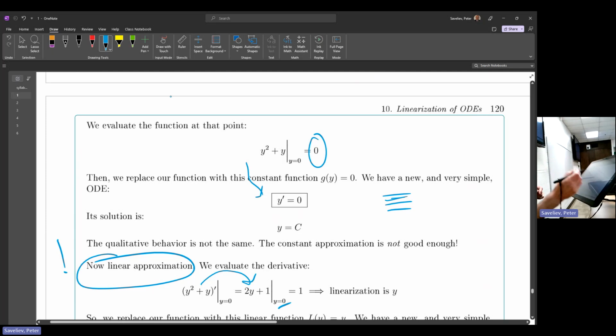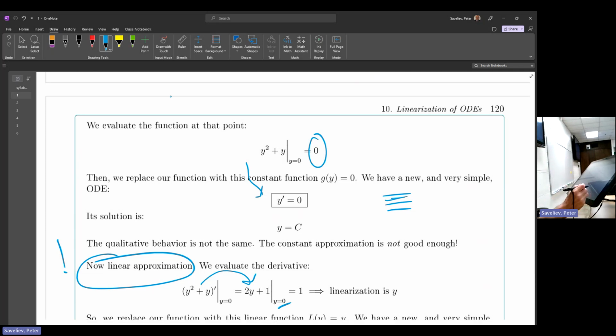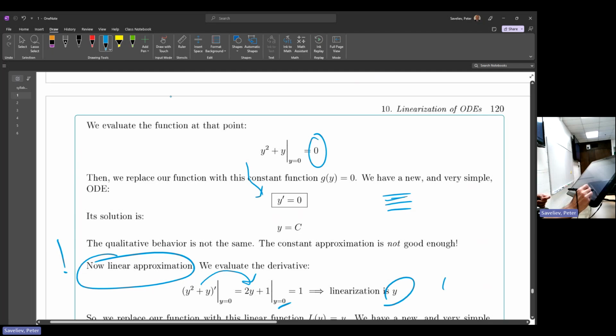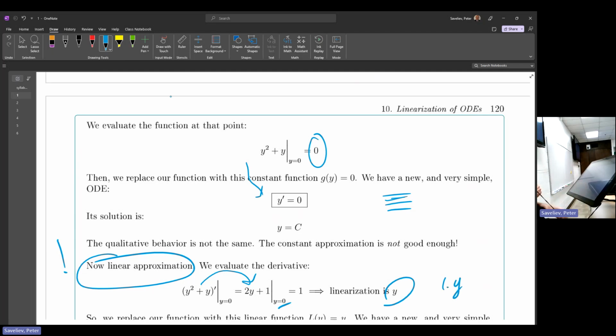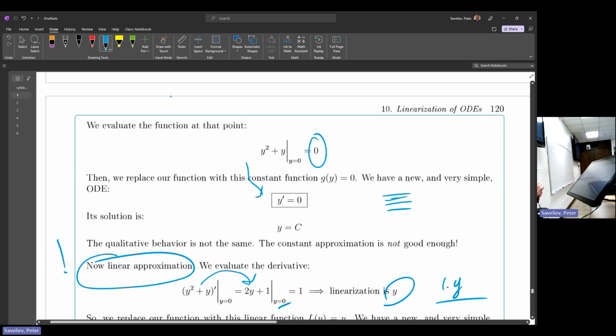So what's the linearization? The derivative is equal to 1. What's the linearization? It's 1 times y. That's the tangent line. So one single value of the derivative becomes the slope of my straight line. That 1 is the derivative, the slope, and this is the tangent line. So y squared plus y is a parabola, and this is what we have found.